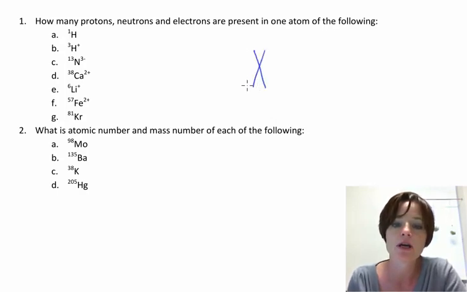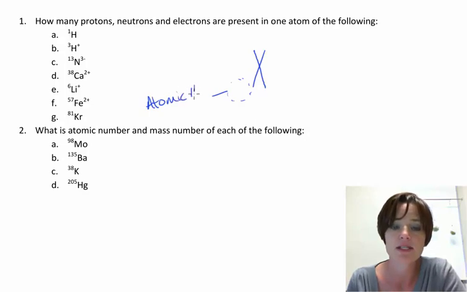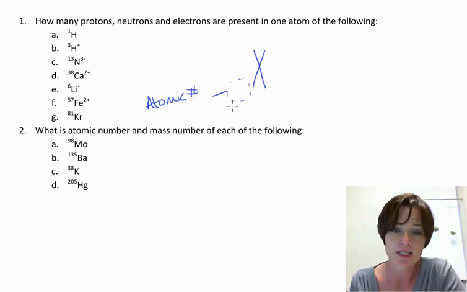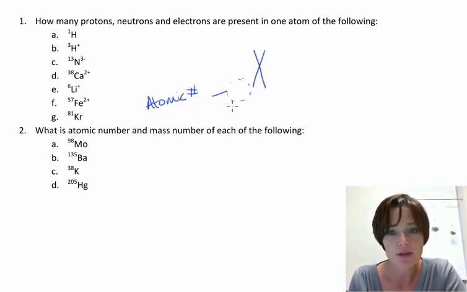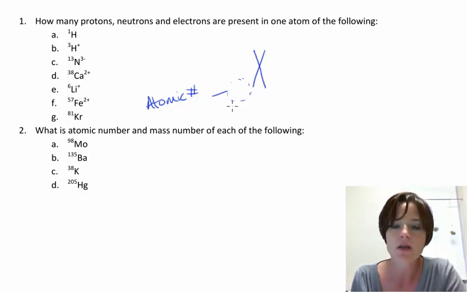atomic symbol, if there happens to be a number located as a little subscript right here, this would be the atomic number. But oftentimes the atomic number is not going to be written there. And so you might need to look at a periodic table to actually get that information. So I would recommend that you have a periodic table in front of you now, because if you don't, you're not really going to be able to complete these questions.